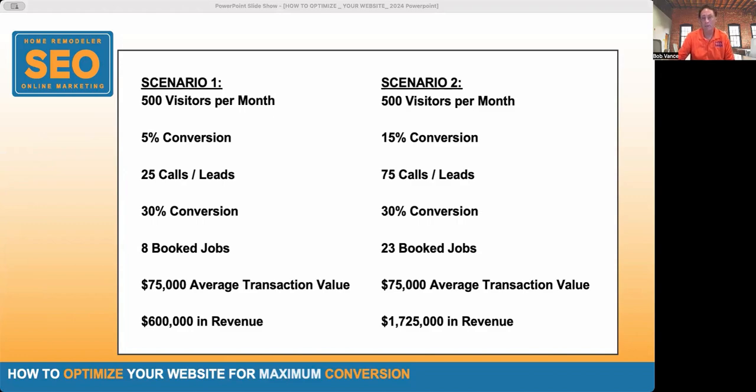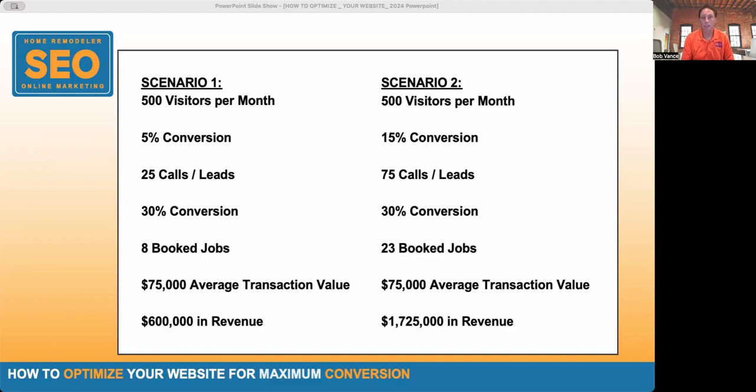So about 1 out of 3, pretty standard for the industry. Ideally, we'd like to see a higher rate than that as well, but we'll use a conservative number. We know that not everyone can even hit 30%. So let's drive this point home with a conservative number. That would mean for those 500 visitors, you actually generated 8 booked jobs.